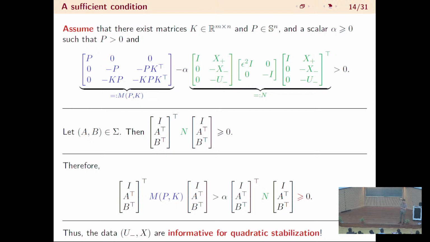Yes? We are saying that positive semi-definite and makes positive definite. How is it like always greater than n? So the matrix N itself is not positive semi-definite. But if I multiply n by identity, A transpose, B transpose, and the transpose of that, then it's positive semi-definite, for any system A, B consistent with the data.